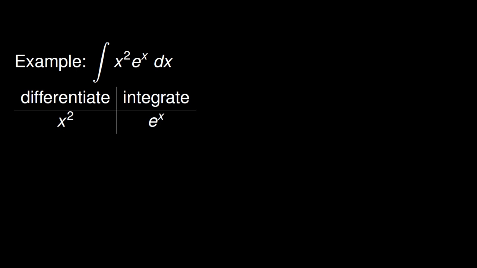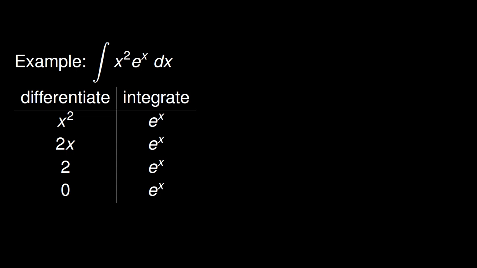So first of all, you create a table. You're going to create two columns. The left column is going to be the polynomial, which is x squared. The right column is going to be the exponential in this case. In the polynomial column, you are going to differentiate as many times as you need to until you get to 0. And we know, since we're dealing with a polynomial, that after so many derivatives, it will indeed reach 0. So we have differentiated the left column, in this case, 3 times. We need to integrate the right column the same number of times. Well, the integral of e to the x is just e to the x, so this happens to be simple.